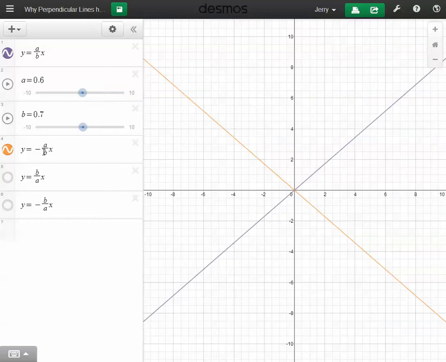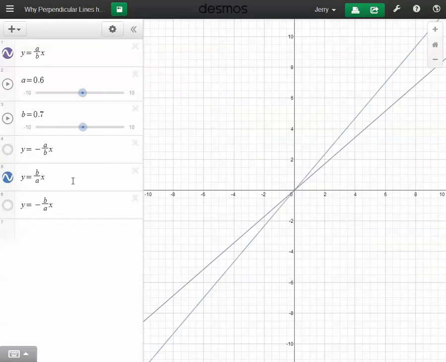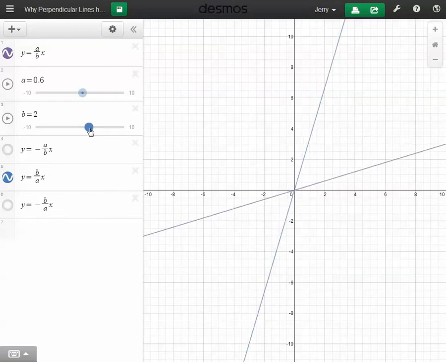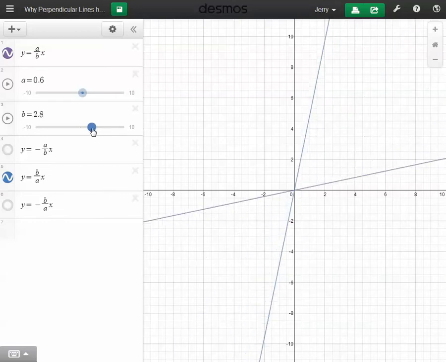Okay, so then I was like, well, maybe let's just flip it over. Let's do b over a instead. And what do we get there? You kind of get, but it's not perpendicular yet.